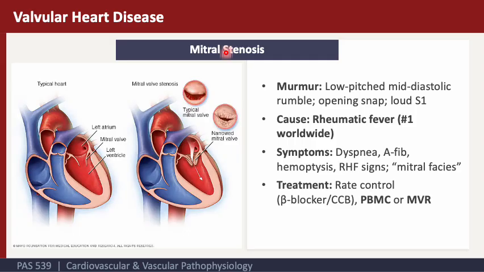The next valvular heart disease we'll discuss is mitral stenosis. Cause of it is rheumatic fever. It's the number one cause of it. Patients will present with a low pitch mid diastolic rumble. It's like an opening snap, very loud S1. When you hear it, you'll know it. Symptoms include dyspnea. They may present with atrial fib or hemoptysis.